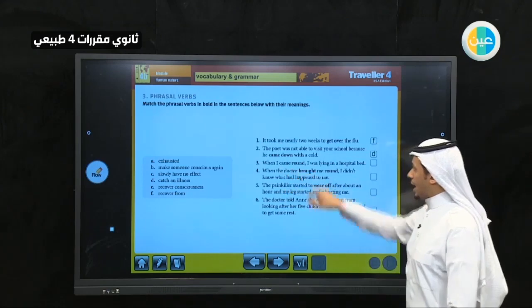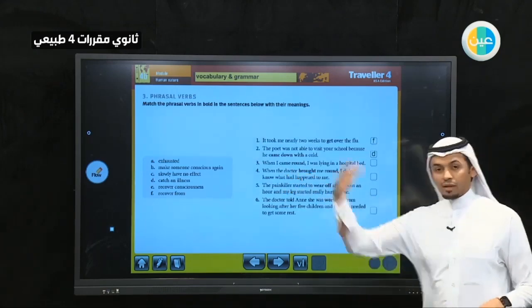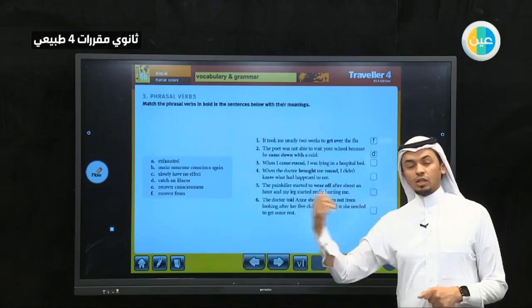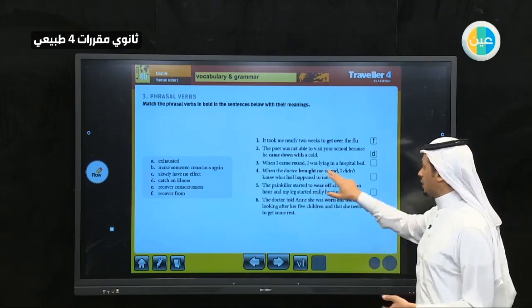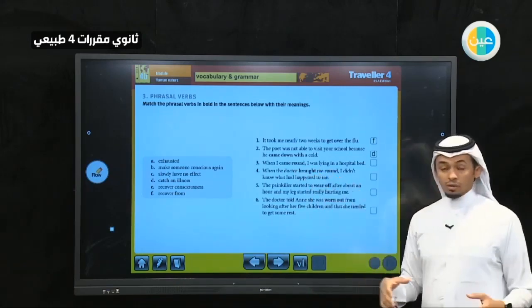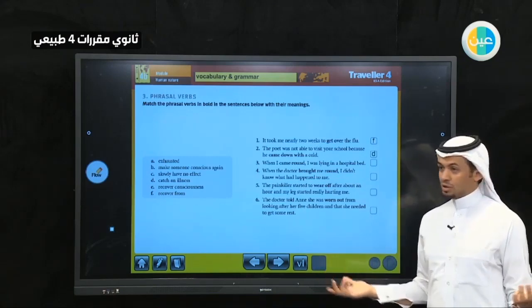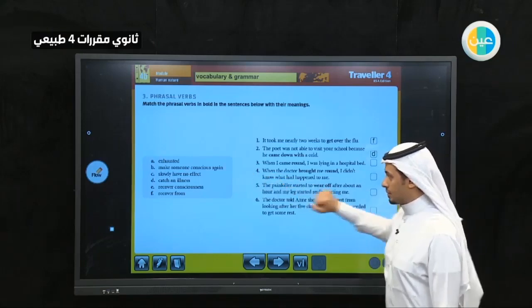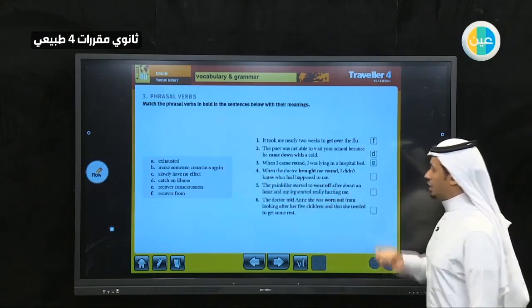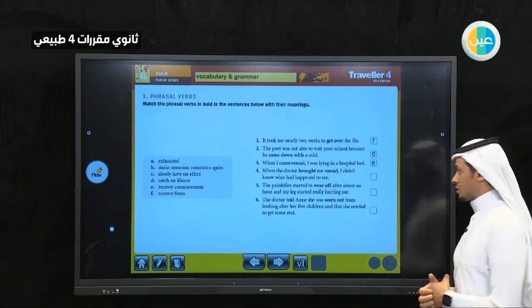Number 3. When I came around, I was lying in a hospital bed. So he fainted, and they called the ambulance and took him to the hospital. But when he came around, when he woke up, he was in the hospital. He didn't know how he got there. So the answer is E, to recover consciousness. He was unconscious.